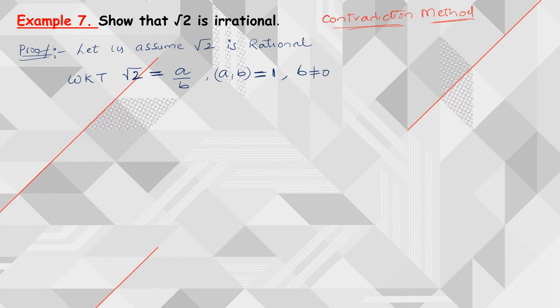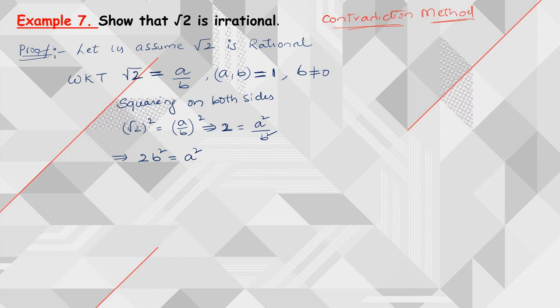Now in the next step, I am going to square both sides. When I square both sides, root 2 whole square is equal to a by b whole square. Root 2 whole square becomes 2, so 2 is equal to a square by b square. Now when you cross multiply, I can write 2 times b square is equal to a square.